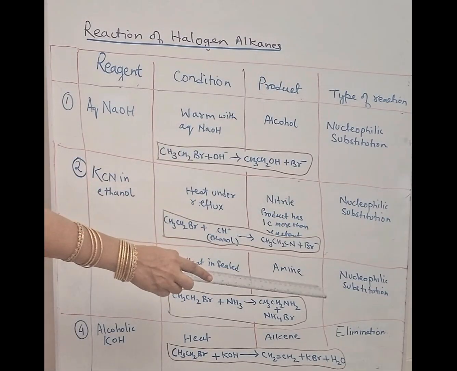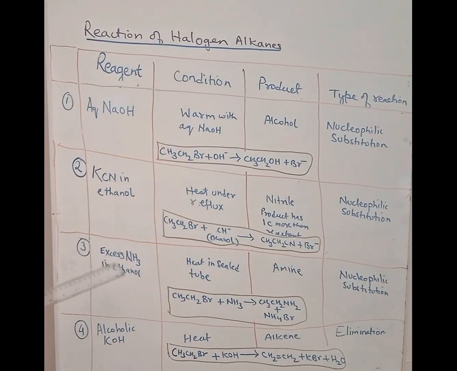The third type of nucleophilic substitution reaction which halogen alkane undergoes is with ammonia in ethanol. Again, the ammonia should be in ethanol. And one more thing we have to take into account is that the ammonia must be present in excess. The condition is that we have to heat it in a sealed tube. This reaction should take place in a sealed tube and heat must be present there.